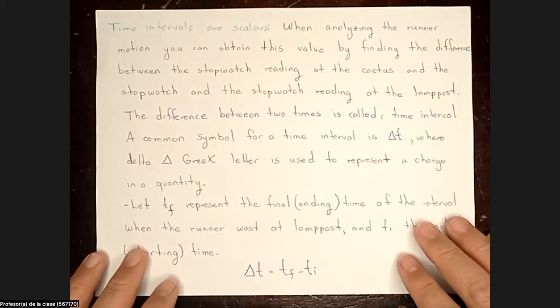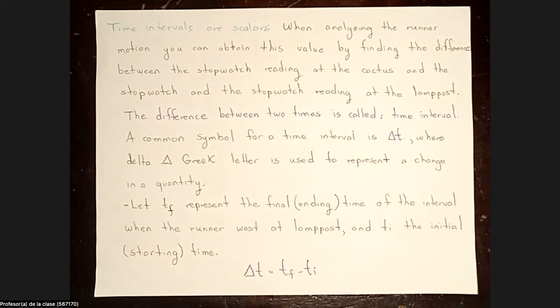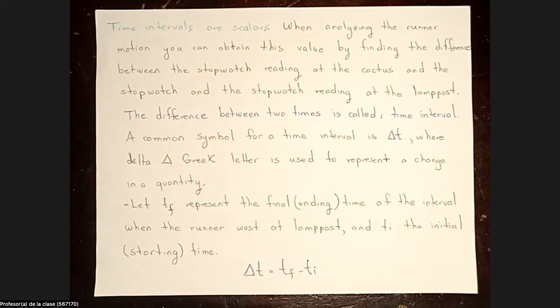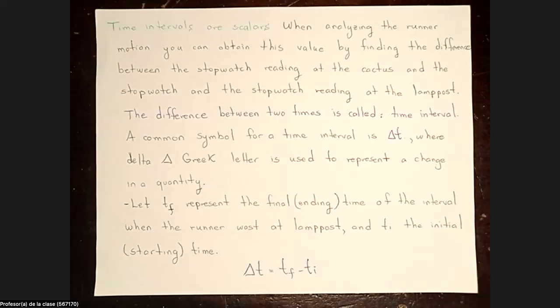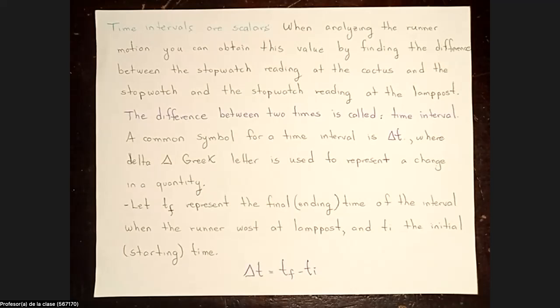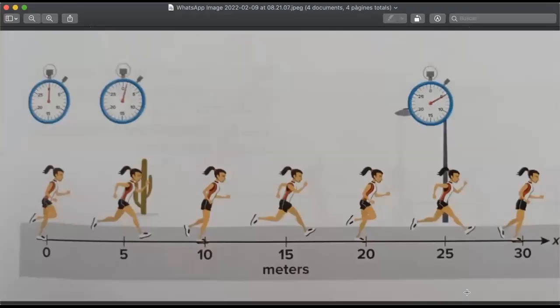If we want to talk about time, time intervals are scalars. Okay, time will be a scalar. When analyzing the runner's motion, you can obtain this value by finding the difference between the stopwatch reading at the cactus, for example, and the stopwatch reading at the lamppost. Okay, look at this. I will share my imagination again. Okay, there it is.